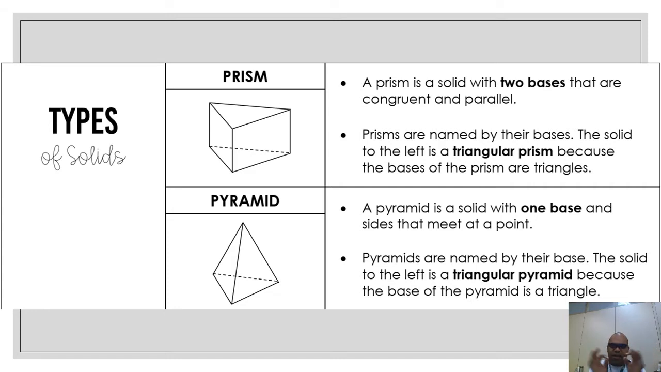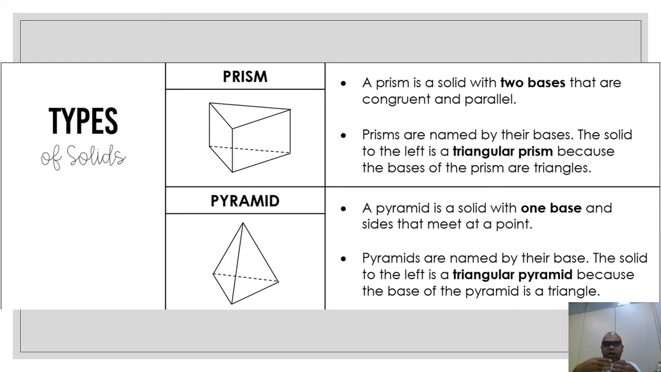Great, very easy. A pyramid. A pyramid, guys, is a solid with one base. A pyramid has just one base and sides that meet at one point on the top. Great. Pyramids are named by their base also. And the solid to the left is a triangular pyramid because the base of the pyramid is a triangle. Great, guys. It's very easy to understand.